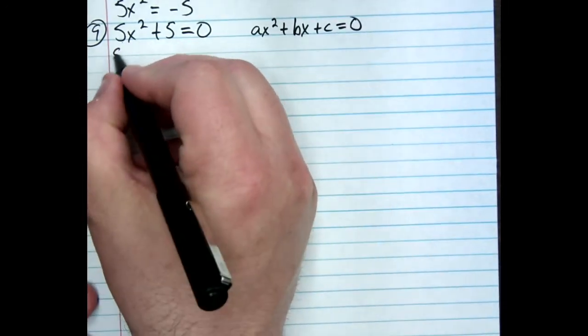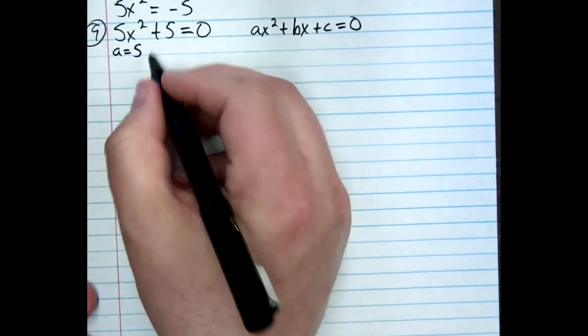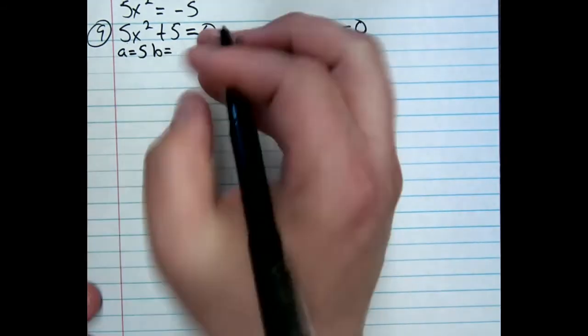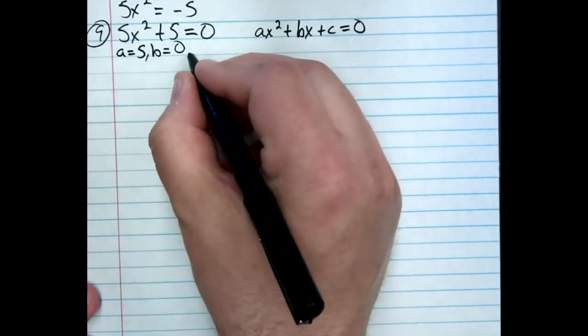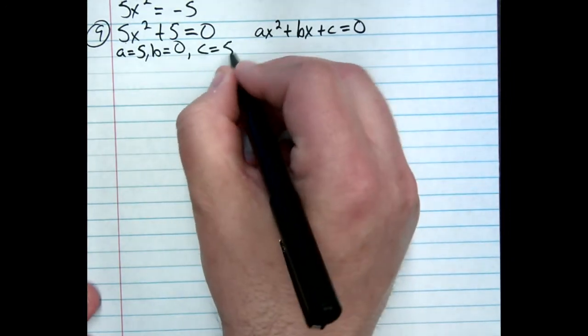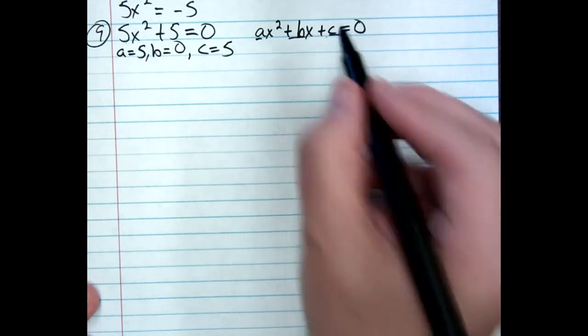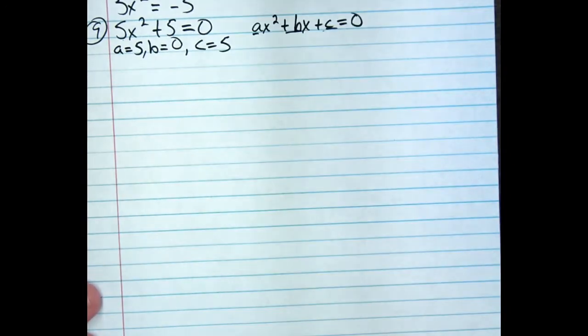That means that my a term is 5. My b term is the number in front of x, which there isn't one, which is 0. And then my c term is just equal to 5. Now remember, it's a, b, c. The number in front of x squared is a, the number in front of x to the first power is b, and the constant is c.